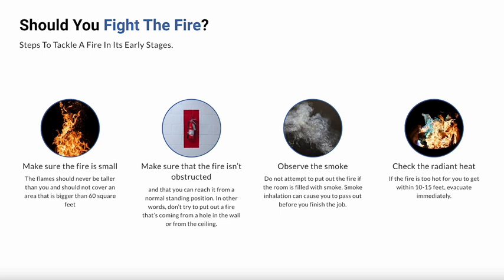Observe the smoke. Do not attempt to put out the fire if the room is filled with smoke. Smoke inhalation can cause you to pass out before you finish the job. Check the radiant heat. If the fire is too hot for you to get within 10 to 15 feet, evacuate immediately. It's important to remember that firefighting is a dangerous task, and it's always best to evacuate the building and call the fire department if you are unsure about your ability to put out the fire safely.